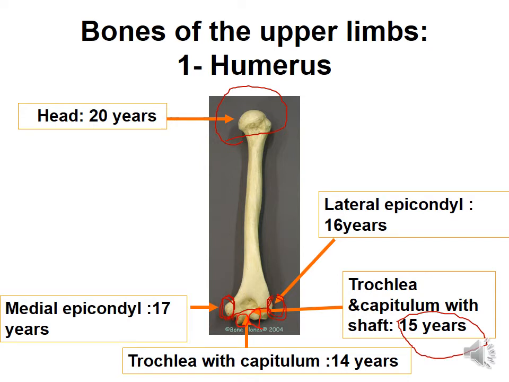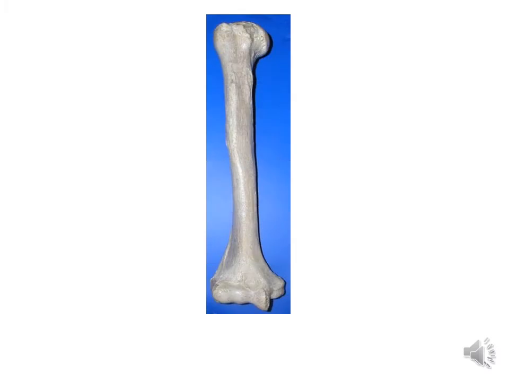So at first, there is the shaft of the humerus, there is the trochlea and capitulum. Neither are attached to each other. They hold each other's hands first at the age of 14, then they unite with the shaft at the age of 15. Then comes who? The lateral epicondyle. It is that part. This part unites with the shaft at the age of 16, followed by the medial epicondyle. It unites with the shaft at the age of 17. Finally, the head of the humerus unites with the shaft at the age of 20 years.